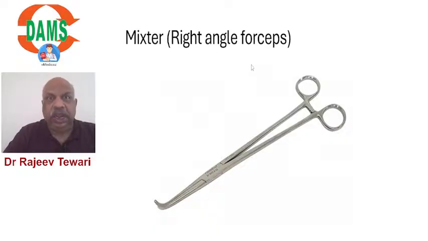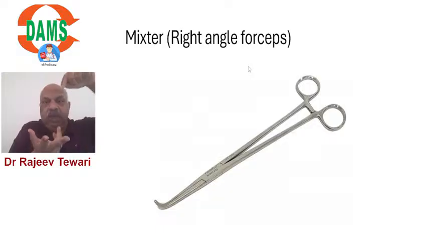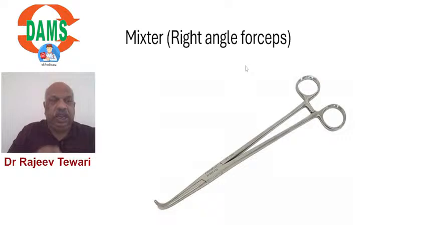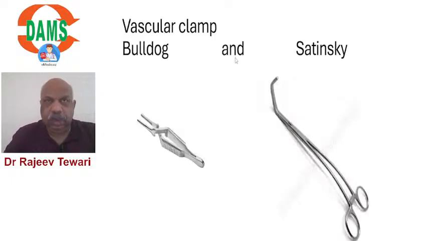Like I want to ligate a duct, cystic duct. So I pass the right angle below the cystic duct and open it. My assistant will feed the thread. I catch hold of the thread, pull it, and then I ligate. So for deep vessel ligation, deep duct ligation, right angle called Mixter is used. These are two vascular clamps. First is Bulldog and second is Satinsky, like for renal pedicle and all those.